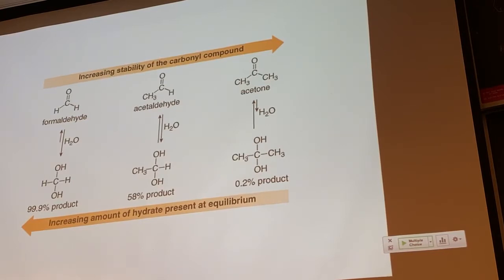And there's two correct answers to this question. So that increases your chances of being right if you raise your hand and give us an answer. So why does increasing alkyl groups favor the ketone or the carbonyl compound over the hydrate? Any guesses? Yes.